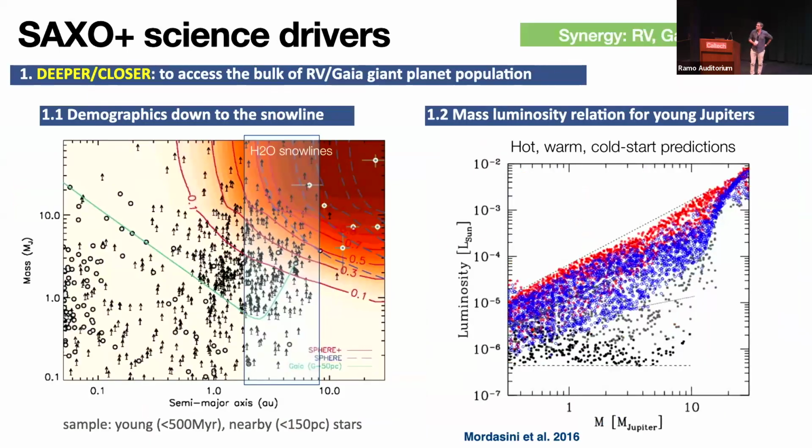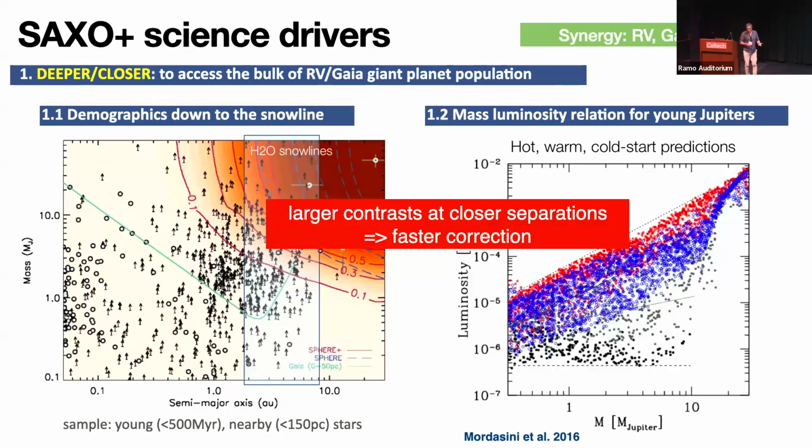And so this is the first motivation, in fact, for SAXO Plus, which is to go deeper in contrast and closer to the star in order to overlap the limit of detection of SAXO Plus and Sphere with all the planets that have been detected by radial velocity and also with Gaia. And one of the interesting topics would be to compare the dynamical masses inferred from these indirect techniques with the mass inferred from the luminosity in order to be able to calibrate the mass luminosity relationship, which has quite a lot of dispersion depending on the formation mechanisms.